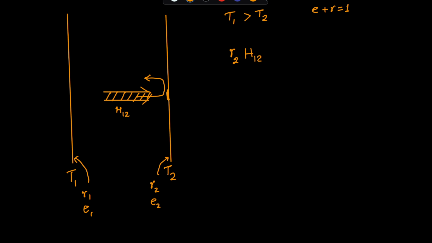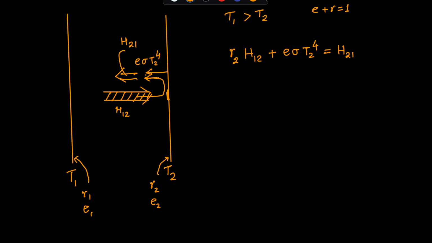And along with this, the heat which will be emitted per unit time, per unit area by the surface, that is E2 sigma T2^4. So these two heats will combine and they will go in the other direction. So that is H21. So we have a relation like this, R2 H12 plus E2 sigma T2^4, and this becomes H21.